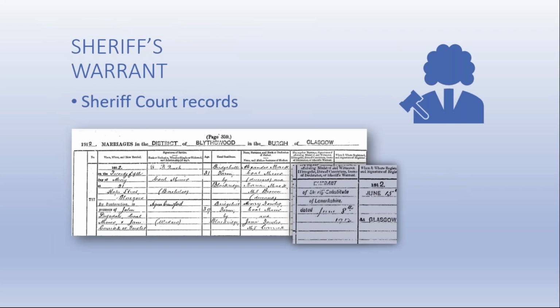If you see that on a document, you can see that clearly here in a marriage, where it says warrant of Sheriff Substitute of Lanarkshire, and then it gives the date. And this really is on this particular document because this couple had an irregular marriage.